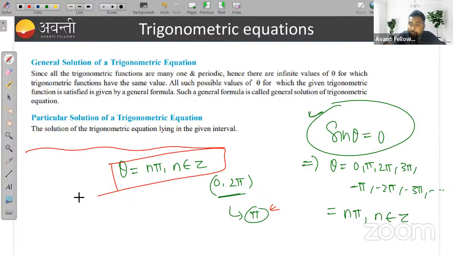So what is a trigonometric equation, trigonometric identities, and general solution, particular solution, principal solutions, all these things are clear? Okay, go ahead.